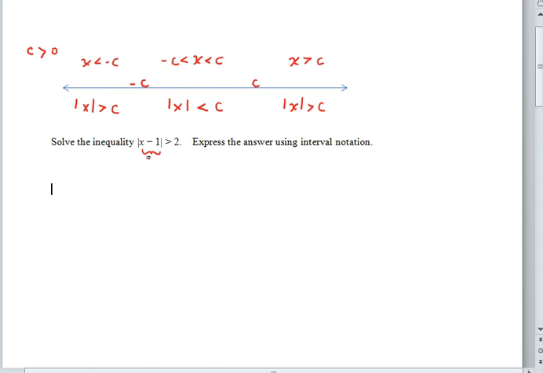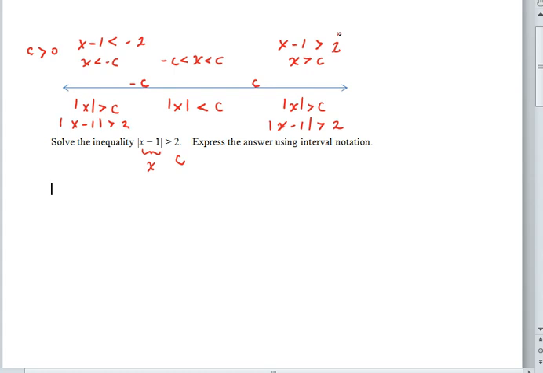Here we're going to substitute x minus 1 for x, and we're going to substitute 2 for c. And so we will have the absolute value of x minus 1 is greater than 2 in two different intervals, where x minus 1 is less than negative 2, and where x minus 1 is greater than 2.